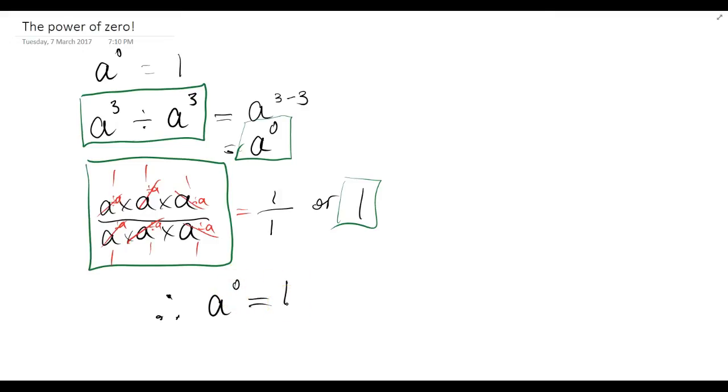So the reason we end up with 1 is because it's better seen when we do expanded form. You can see here that everything cancels out and we end up with the answer 1. So hopefully that explains to you and proves to you why the power of 0 is so cool.